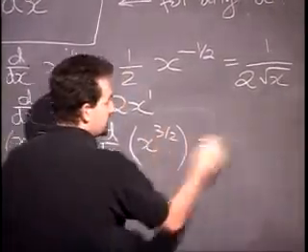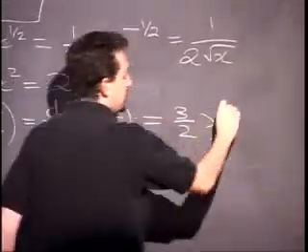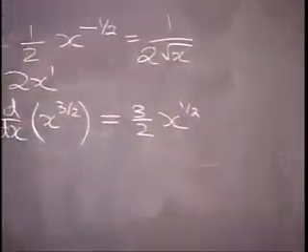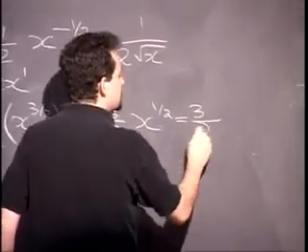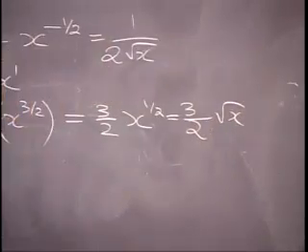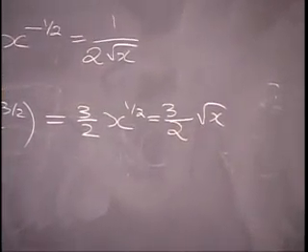You put the power out the front and drop it by 1. Drop the exponent by 1. And you get 3/2 x to the 1/2, which is otherwise known as 3/2 root x, if you want to write it like that. All right? So that's a really, really useful rule. But it is a rule.